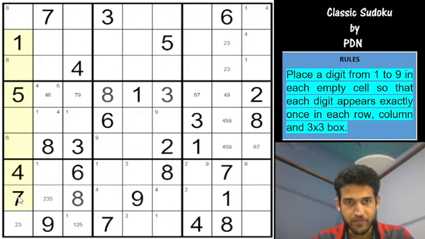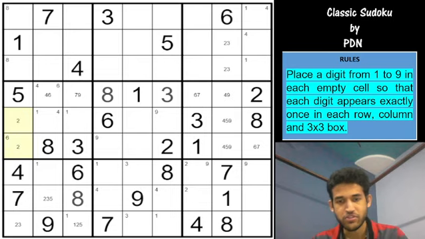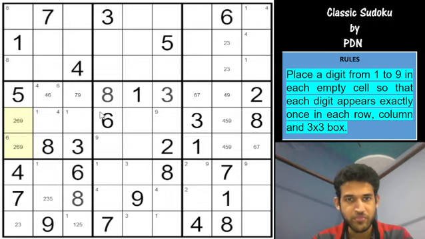Look at column 1. We have 1 5 4 7, and these two cells can't take 3 8, which means we have only 3 candidates here, so they can only be 2 6 and 9, but 6 is removed and 2 is removed from here, so it's 2 and 9 and 6 and 9.